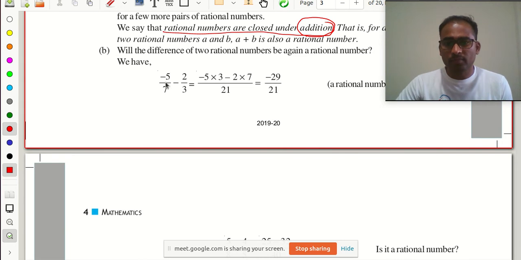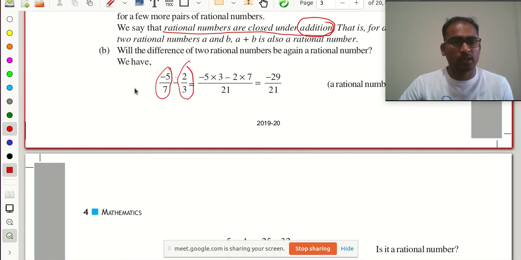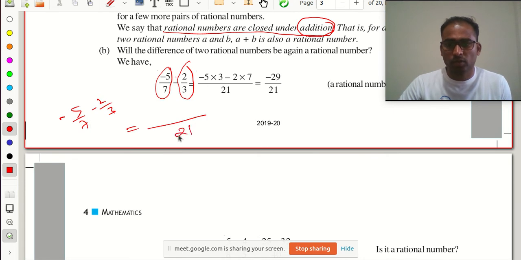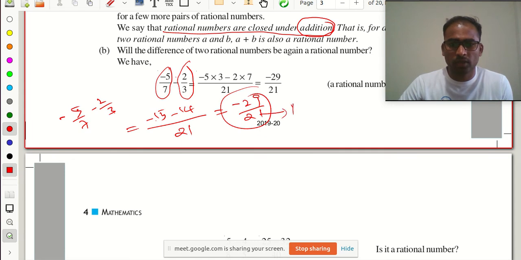Now we will check whether these rational numbers are closed under subtraction or not. Here I took minus 5 by 7 as one rational number and 2 by 3 as another rational number. Now I am subtracting these two: minus 5 by 7 minus 2 by 3. How much will I get here? 7 threes are 21, 3 fives are minus 15, 7 twos are minus 14. So minus 15 minus 14, minus 29 upon 21. This is in the form of P by Q, so this is a rational number.